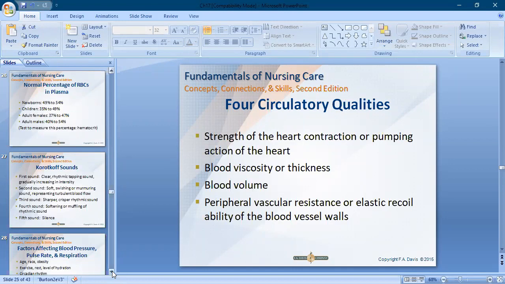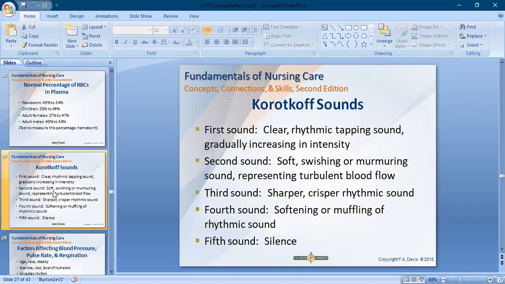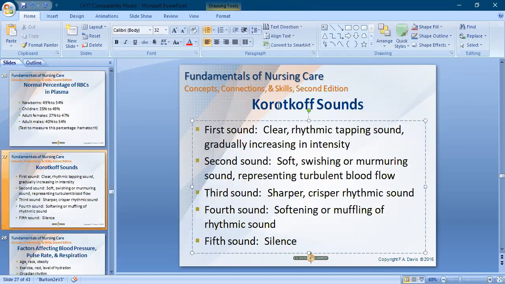Peripheral vascular resistance, or elastic recoil ability of blood vessels. Suppose a patient has Buerger's disease, right? Or Raynaud phenomenon. If my artery or peripheral system is not good, the peripheral resistance increases and blood pressure goes up. This type of peripheral resistance in atherosclerosis or arteriosclerosis is also important for the resistance. Here, this is called the Korotkoff sound.